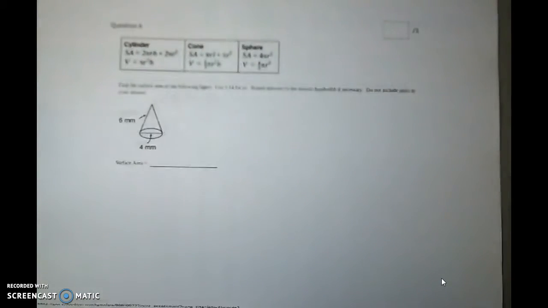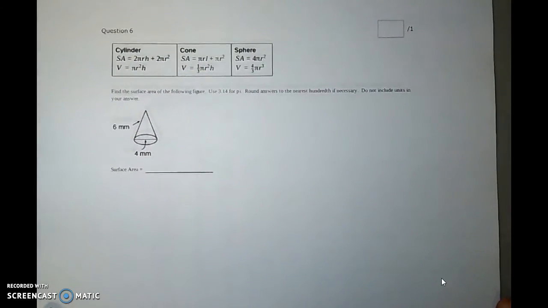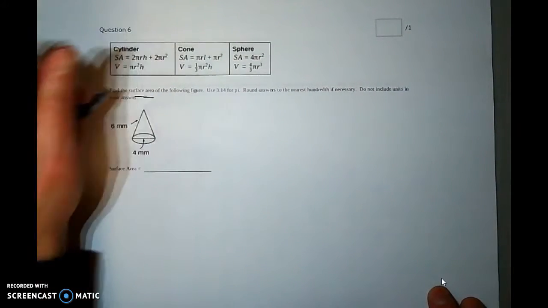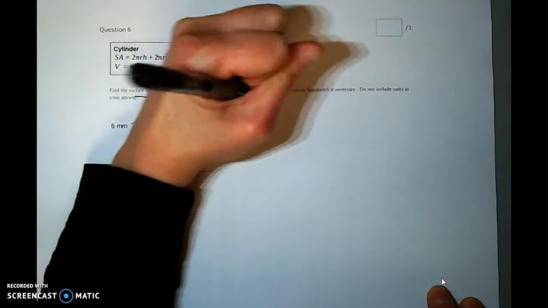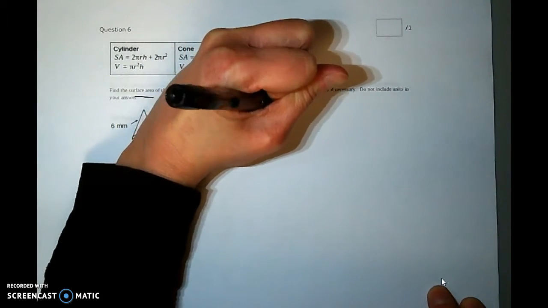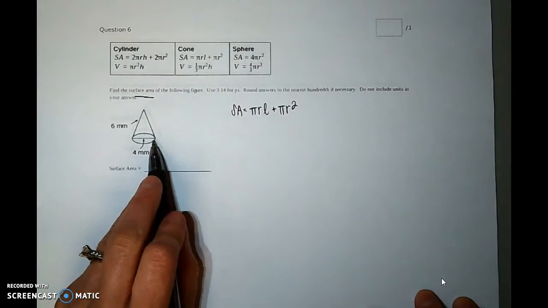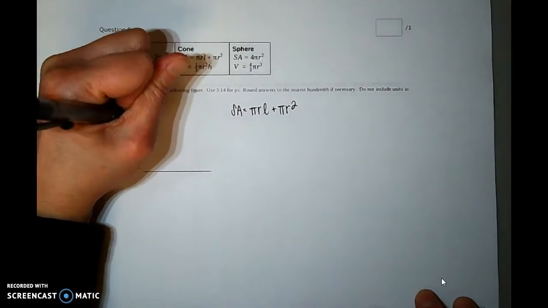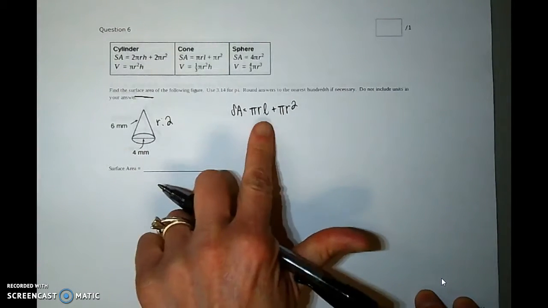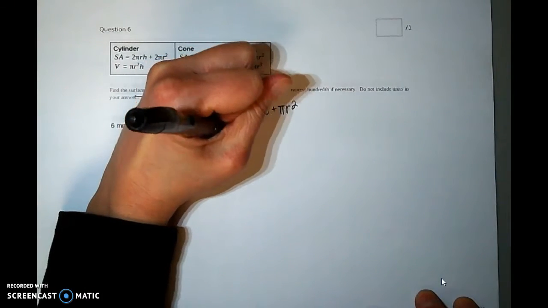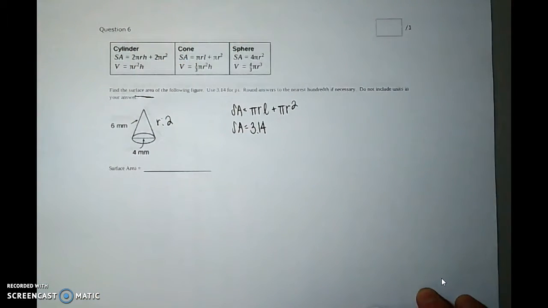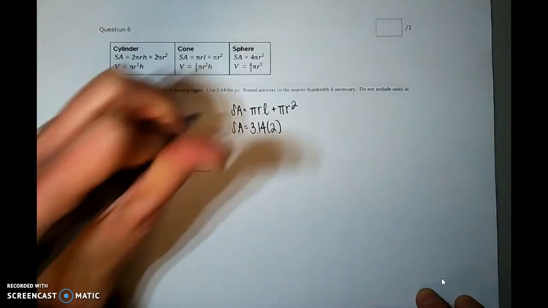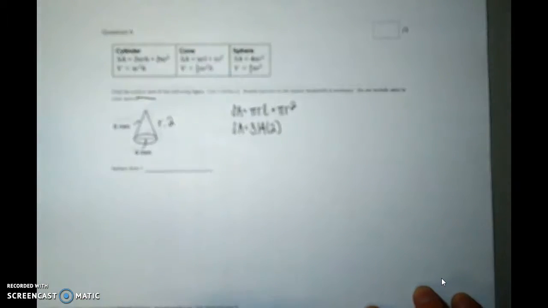The next problem is going to look very similar to this, but again, instead of giving us the radius, they're giving us the diameter. So because it's surface area of a cone, we're going to use surface area equals pi r L plus pi r squared. And in this case, since our diameter is 4, our radius is going to be 2. So that's what I'm going to replace r with. So first off, pi again is 3.14. Like we said, r is going to be 2. And my slant height, that diagonal height up the cone, is 6.